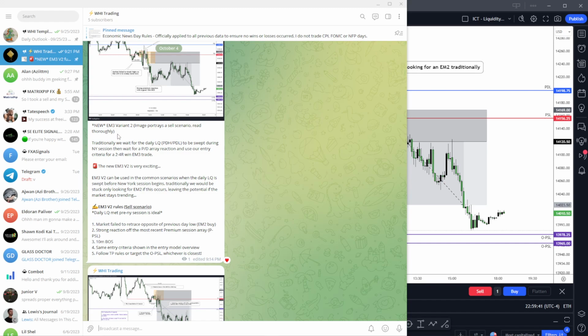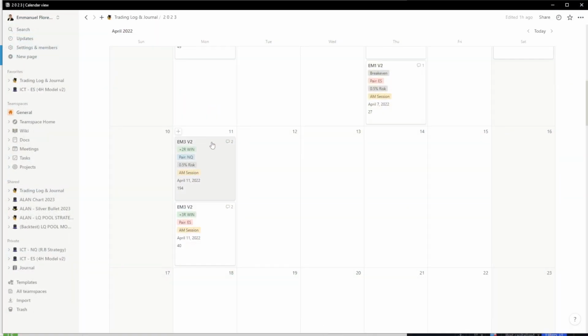So the new EM3 variant, at least in this case, we had two sell opportunities on April the 11th, or not even just opportunities, they're wins, right? So this new model gave us 5R on Monday. If we didn't use this model, we would not have had any other opportunities.